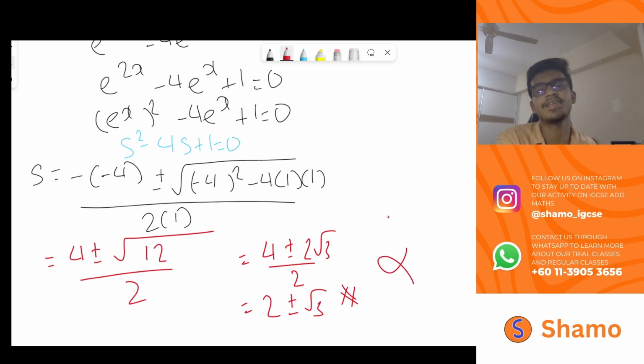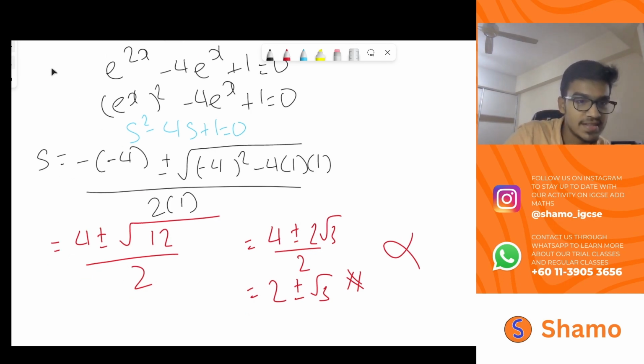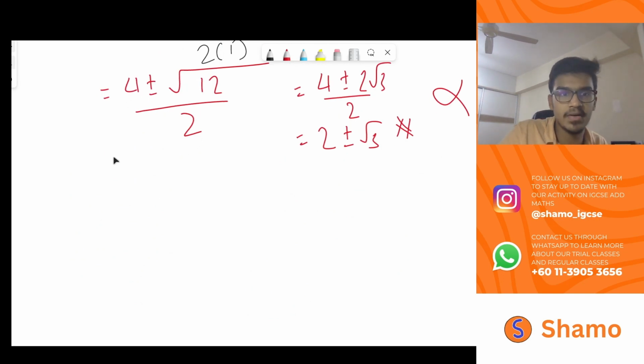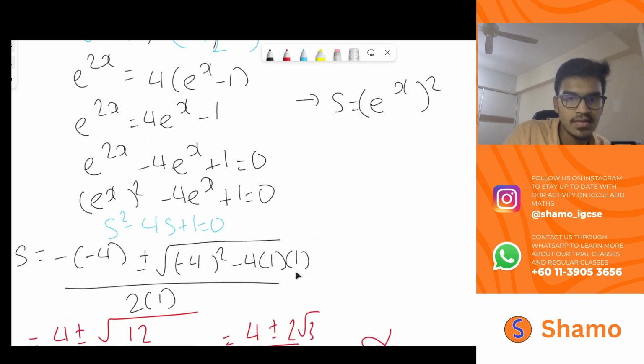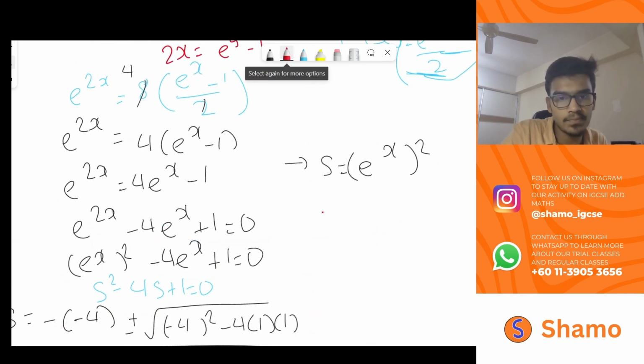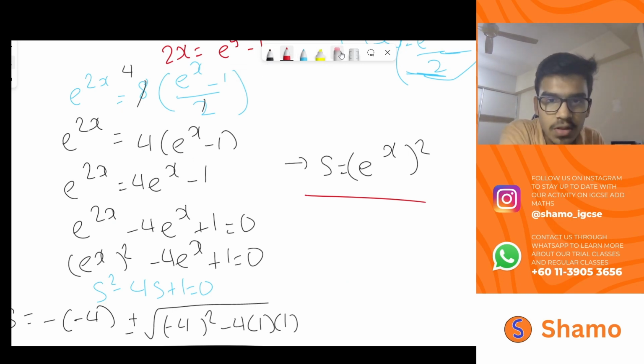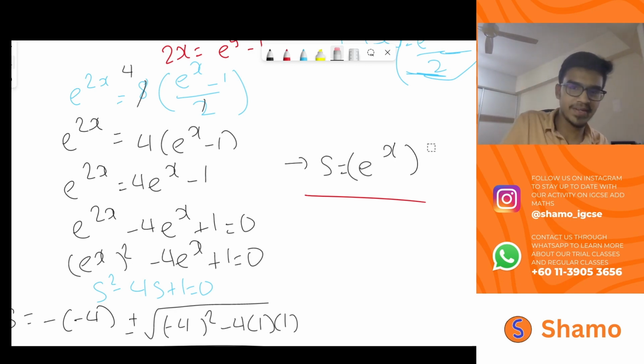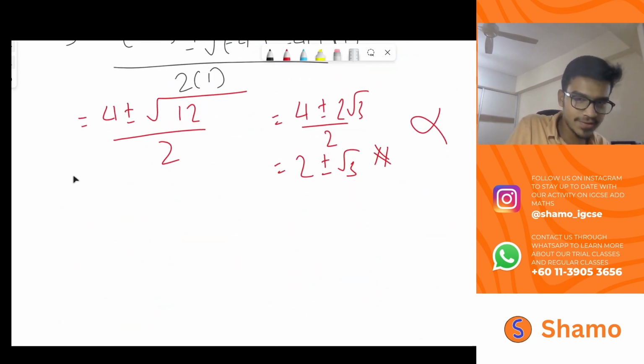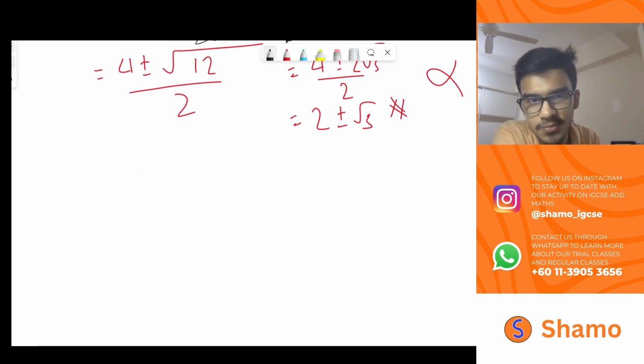No, this is not our answer, because this is the value for s, not for x. What's s? s is equal to e to the power x. Remember over here, we defined it. Let me go back to the top where we defined it. s is equal to e to the power x squared. Oh, I'm so sorry. s is not equal to e to the power x squared. s is equal to e to the power x. By now most of you have probably thought I've done some weird mistake. I'm sorry, that was just a stupid mistake on my part.